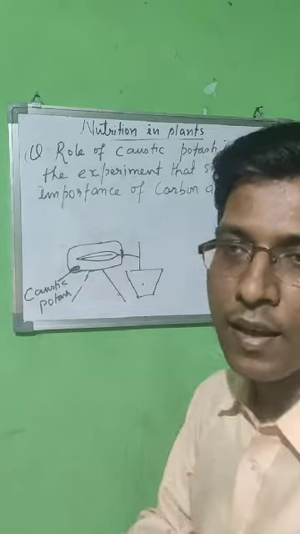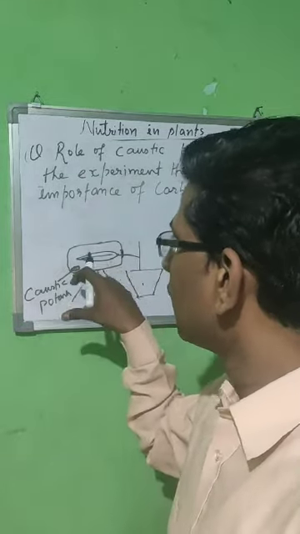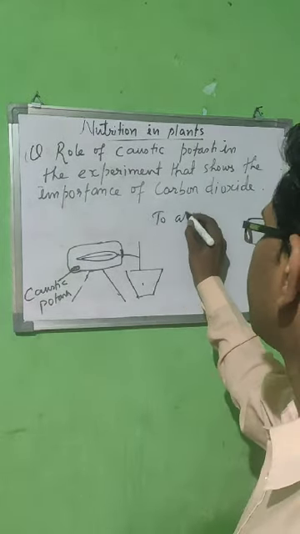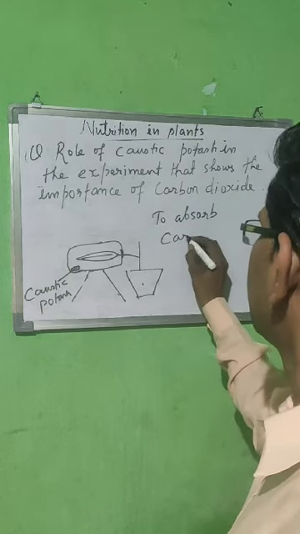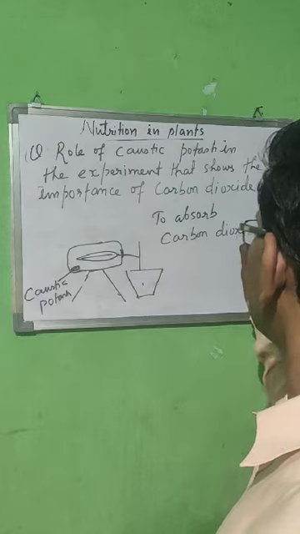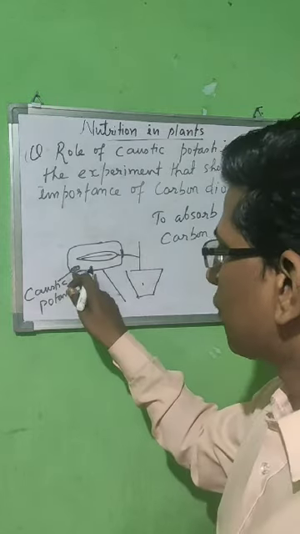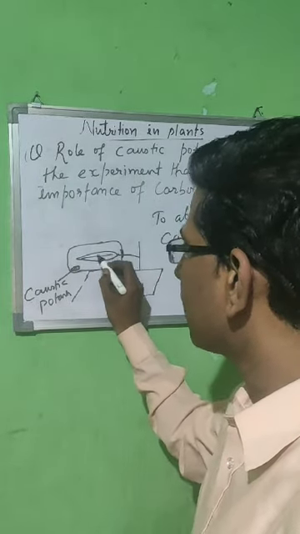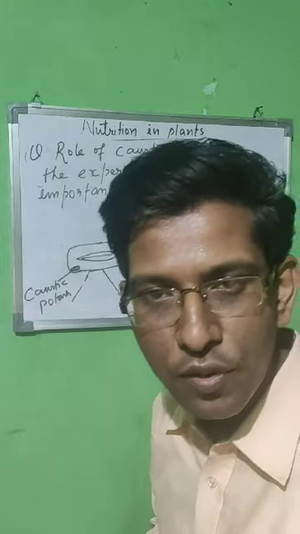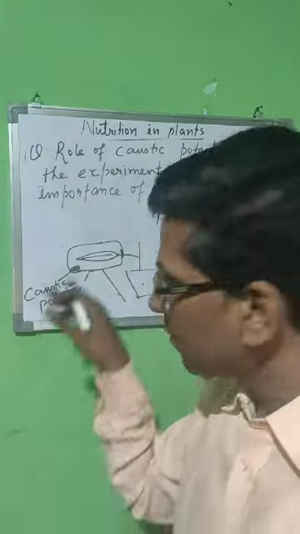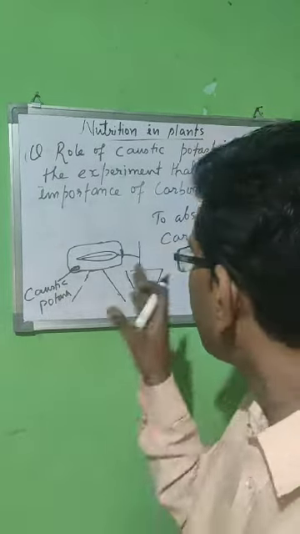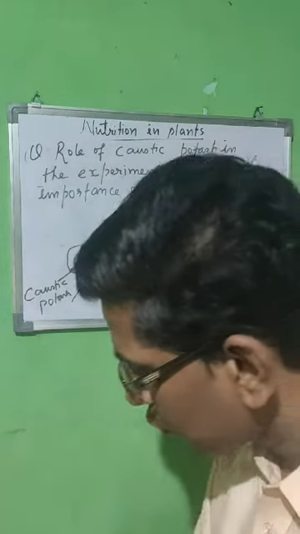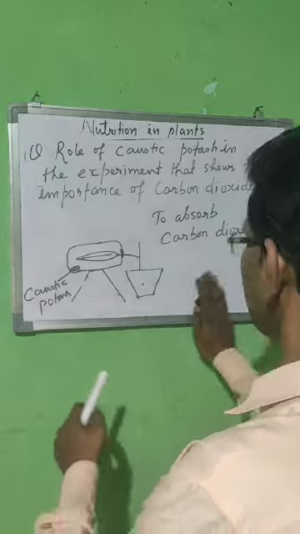Caustic potash is very important while performing this experiment, because its important role is to absorb carbon dioxide. If it absorbs the carbon dioxide, the carbon dioxide will not be available to this plant, and it will not perform the process of photosynthesis. So we keep caustic potash inside only to show the importance of carbon dioxide, because caustic potash absorbs all the carbon dioxide and the plant will not perform photosynthesis. That is the reason. Okay, now the next question.